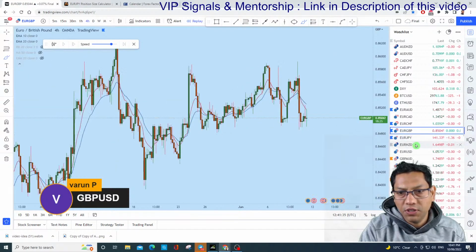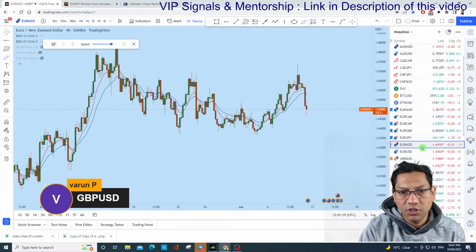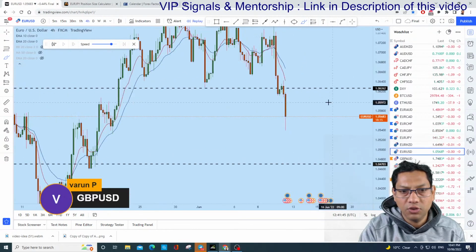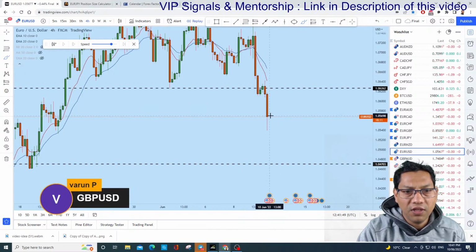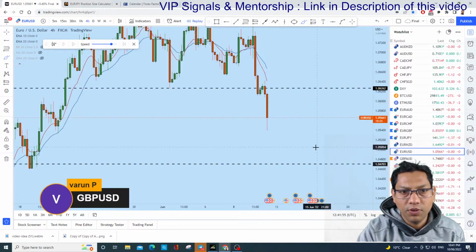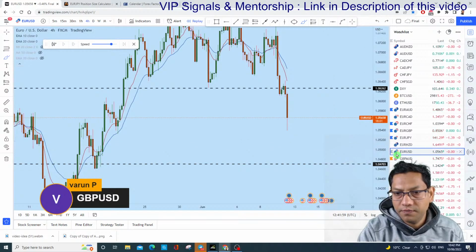Euro GBP, Euro JPY. Euro JPY is very strongly bearish. Euro dollar is bearish. Now we see a retracement. As I told you, today we may not see much drop further. Instead we might see a retracement, and next week we might see another drop on this one, on Euro dollar.